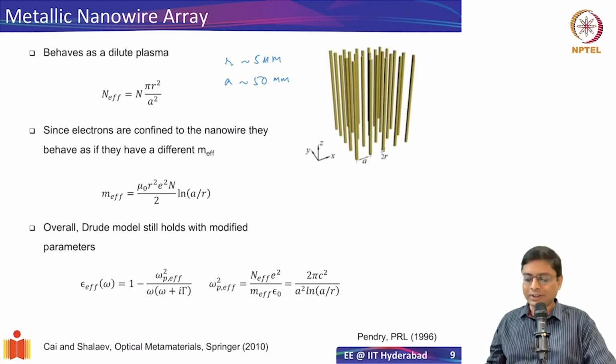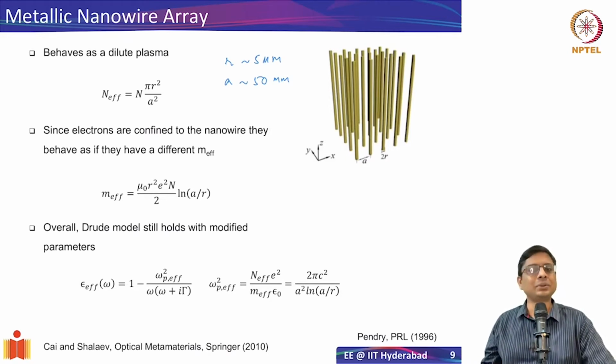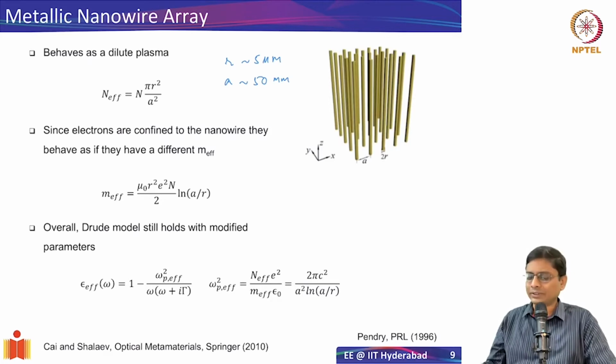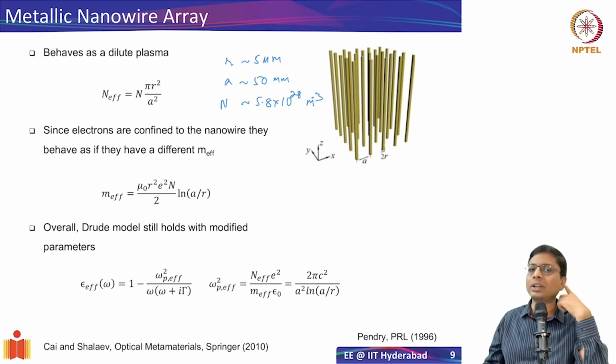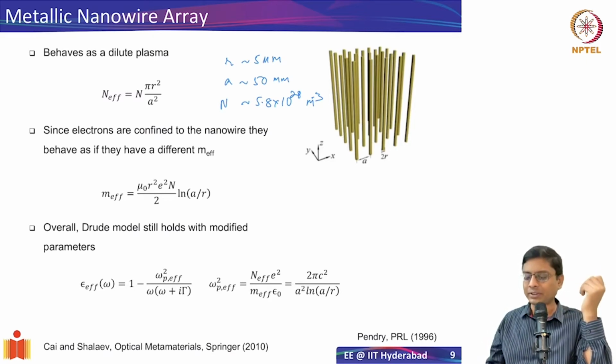The essential point to realize is this structure consisting of rods behaves like a dilute metal. What do I mean by that? Well, we looked at metallic properties, and think about silver, which has roughly 5.8 times 10 to the power 28 atoms per meter cubed. That is the density of silver, or the electronic density in silver. We defined what is called the plasma frequency, which is the square root of Ne squared by m epsilon naught.